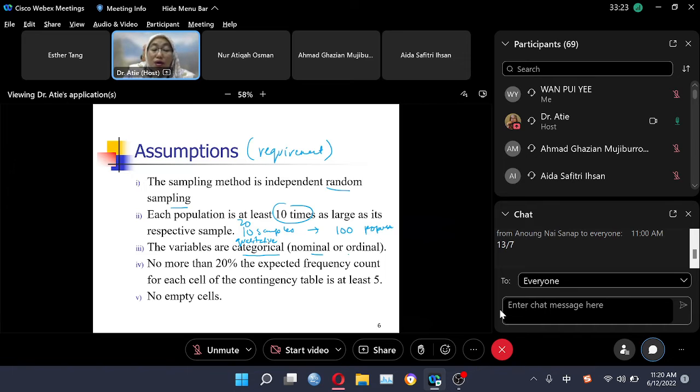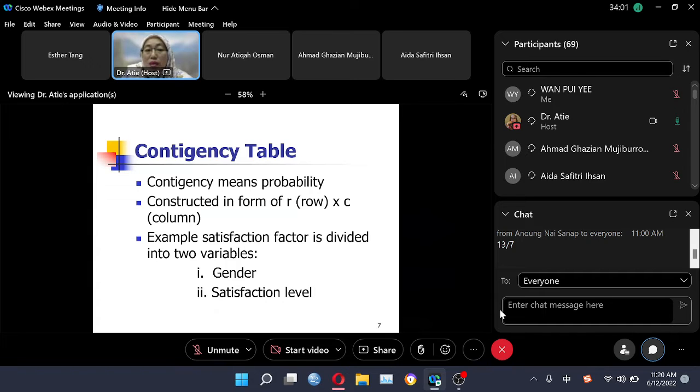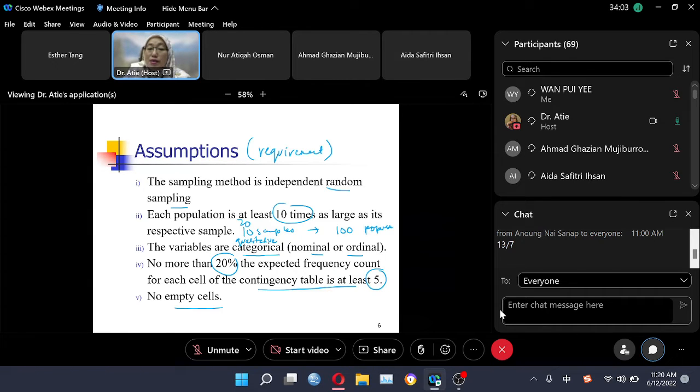And then, not more than 20% of the expected frequency count for each cell in the contingency table. We are going to learn that this one is at least 5. So it means that when we choose people to represent a certain category, you must have at least 5 people. You cannot have an empty space, or no respondents at all for a particular category. So don't worry, we are going to learn more, and you will understand better. Let's move on to the next one.